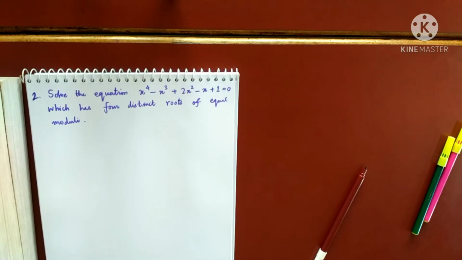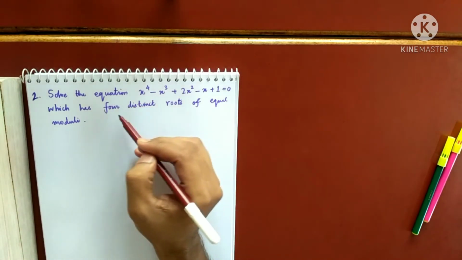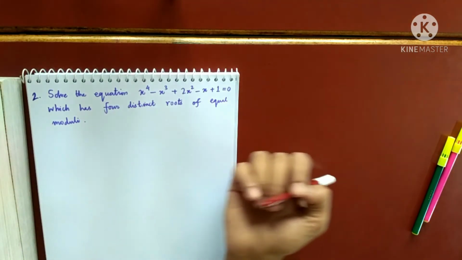If the roots are real, modulus means just removing the sign. So mod 5 is 5, mod minus 2 is 2, right? And if the roots are complex, then the modulus, if z is the complex number x plus iy, is the square root of x square plus y square. Now you see, they have said which has 4 distinct roots of equal moduli.